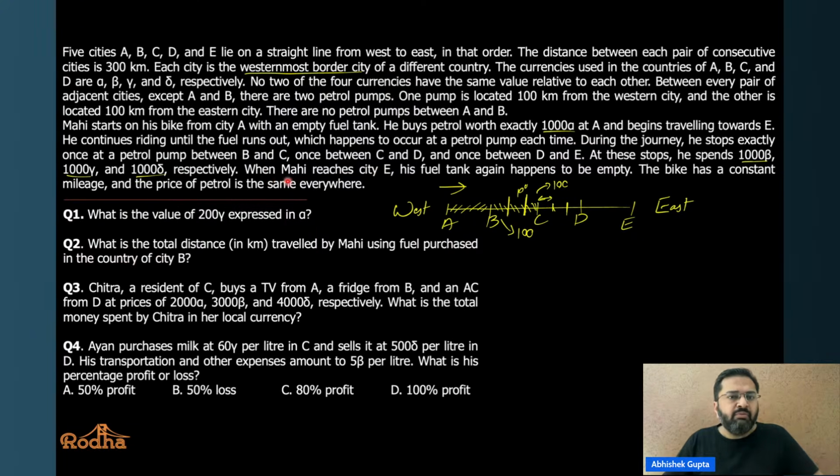And the last statement, when Mahi reaches city E, यहाँ पर इस जगह पर, his fuel tank again happens to be empty. यहाँ आते आते tank फिर से खाली हो जाता है. The bike has a constant mileage, which is there in all such questions, all such logic questions, time speed distance questions. Bike would always have a constant mileage, bikes, cars, everything. And the price of petrol is the same everywhere.